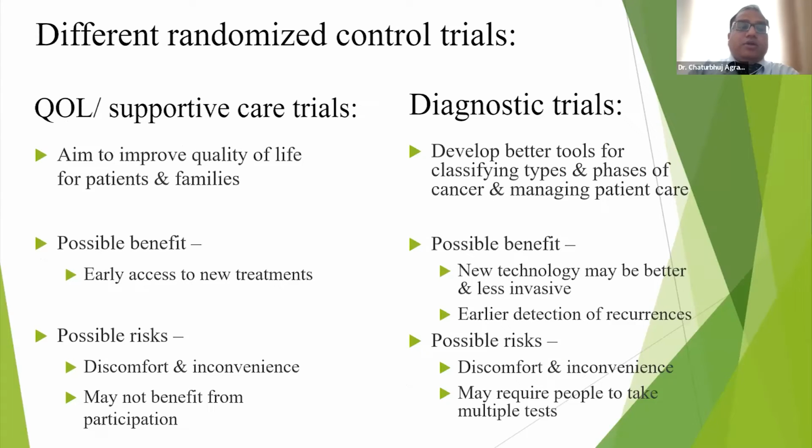Not only treatment and preventive trials, there are different types of diagnostic trials and different types of supportive care trials also in oncology. We need to keep all those things in mind. Quality of care trials aim to improve quality of life for patients and families. The possible benefit is early access to newer treatment, and the possible risk is discomfort and inconvenience to the patient. Most of the time it's very difficult to get patients into these clinical trials, because there is a possible risk that the patients may not benefit from the intervention, and these patients are usually only on supportive care and palliative care, so they may not agree to become part of these intervention studies.